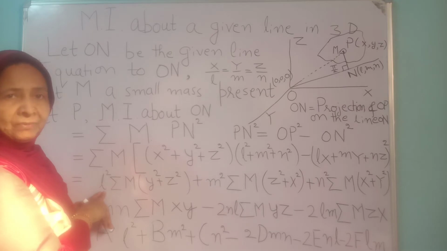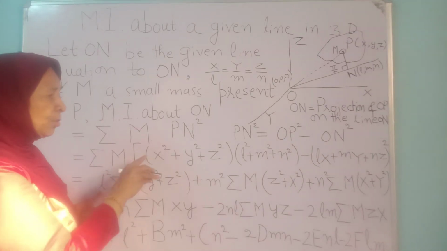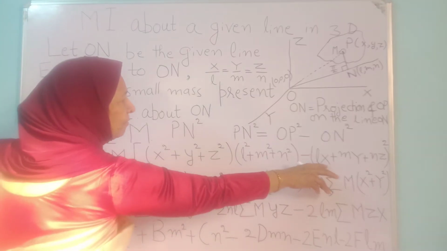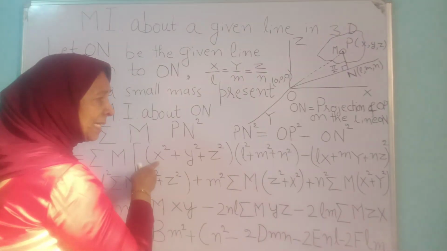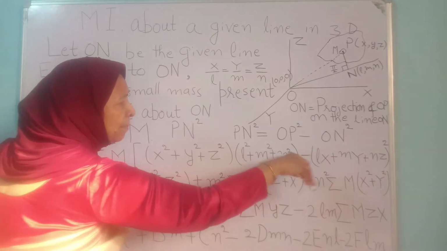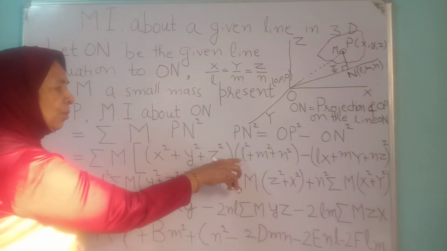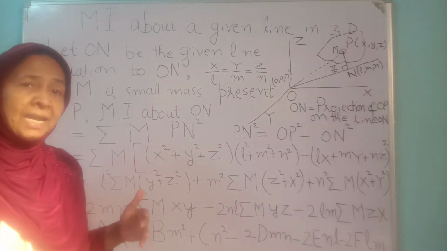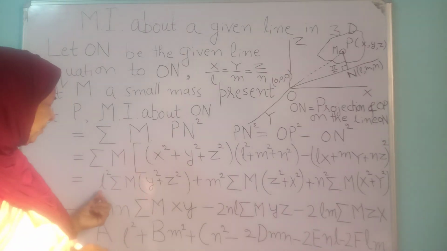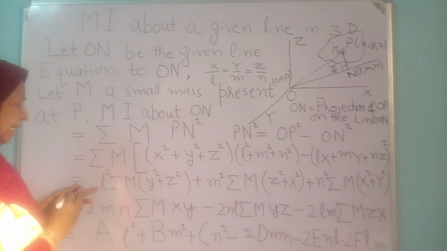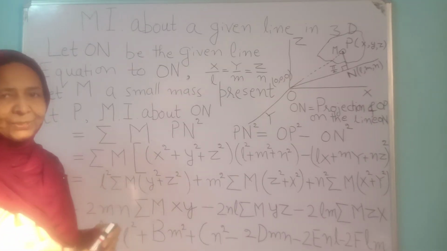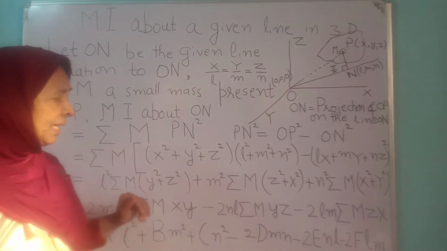You can observe that x square will be cancelled. From here you are getting plus x square, from here you are getting minus x square when you multiply by L square. So that term will cancel and you will be left with L square into summation of (y square plus z square). Now the same thing will happen.